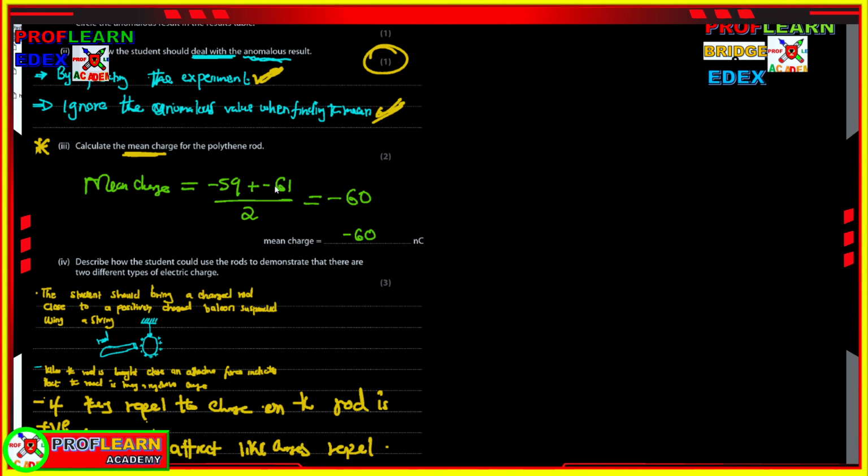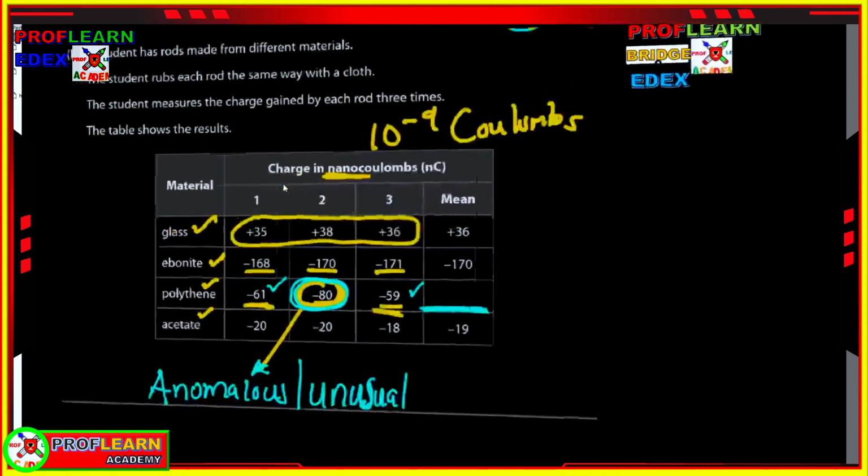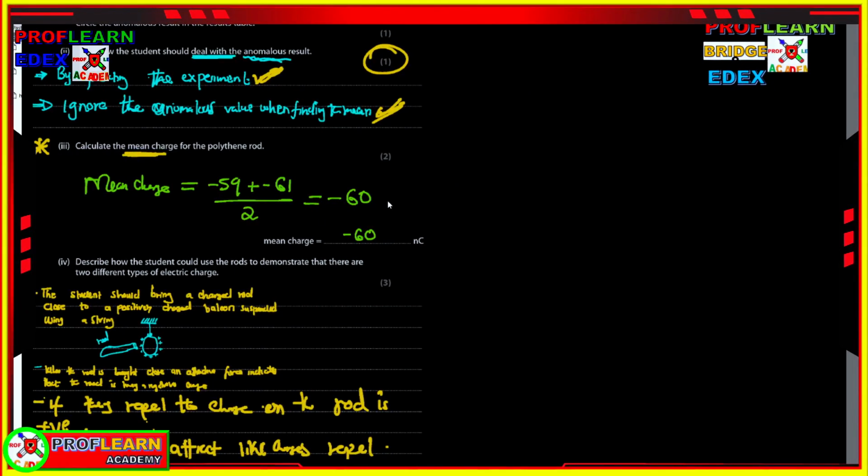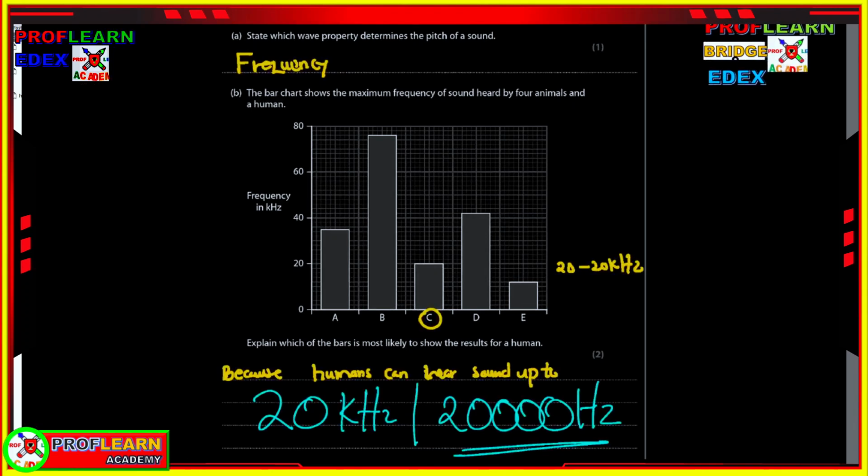You are going to ignore negative 80 that we were having at this point here. You ignore it. You use negative 61 and negative 59 in order to work out this mean, and you'll get this. Then the next question, you were supposed to describe how the student will use the rods to demonstrate the 2 different types of electric charges. We are going to talk of attraction and repulsion, and the concept of unlike charges attract and like charges repel was very prominent here. And you are supposed to show the existence of the positive and negative charges.